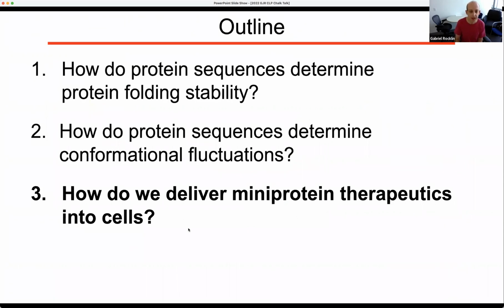Okay, I'm going to skip the last part of the talk on delivering mini protein therapeutics, but if you're interested in this, I can show you the slides if you ask a question about it.